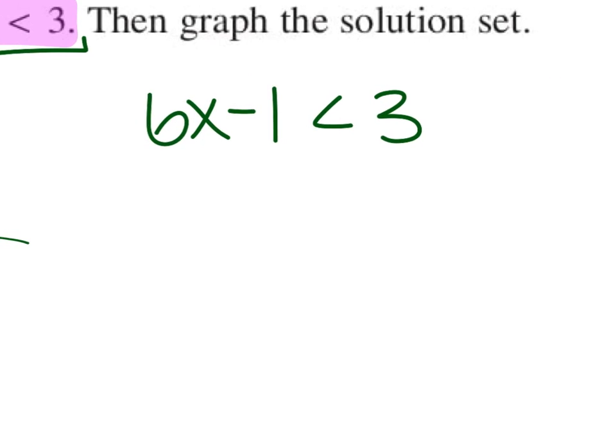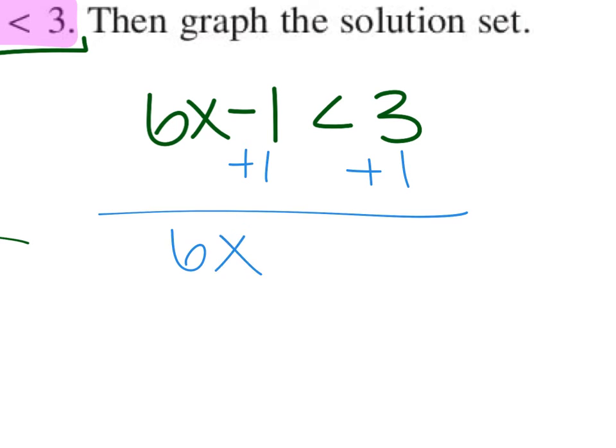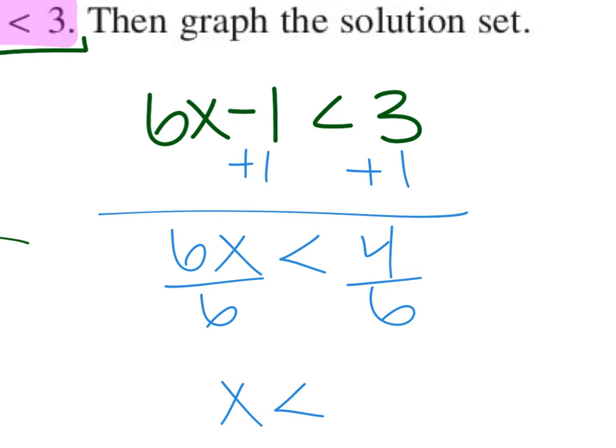And then if we want to solve here, we'd add the 1. 6x is less than 4. Divide by 6. Again, we'll get a fraction. No flipping the sign here. We did not divide by a negative. Here that fraction simplifies to 2/3.